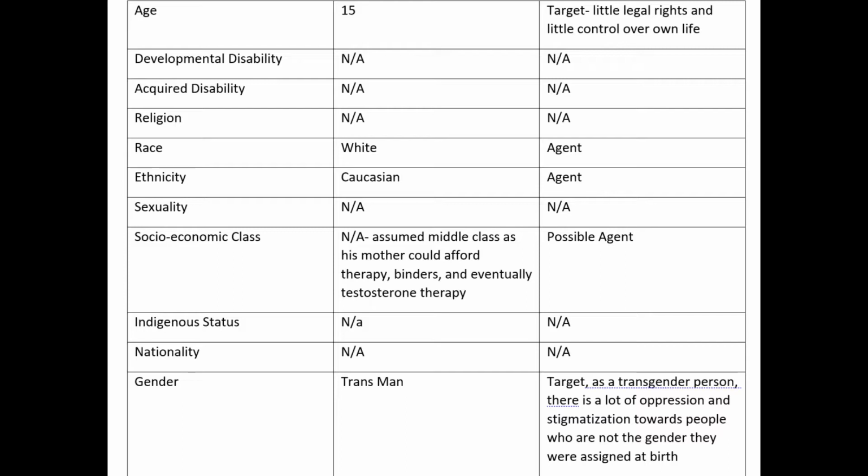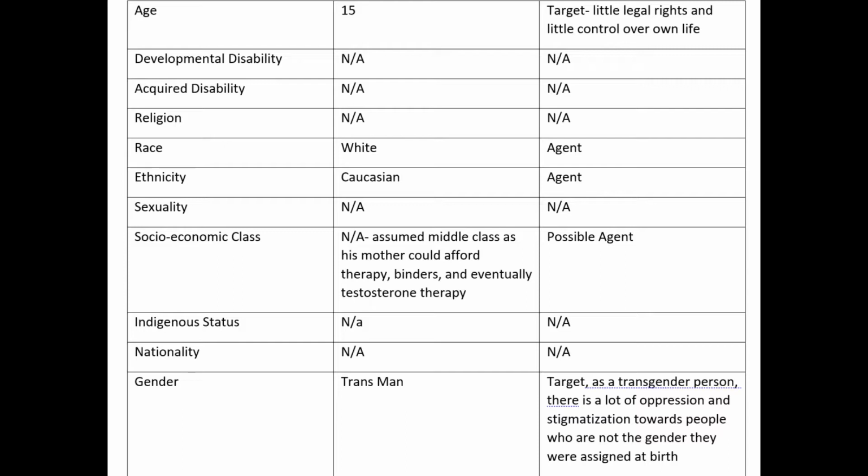So the next identity down the list that we can look at is sexuality. We don't know Michael's sexuality or anything about that, and so we're not going to include it. Also, as Michael is a minor, we don't want to assume any sexual orientation or sexual activity. Next is socioeconomic class.